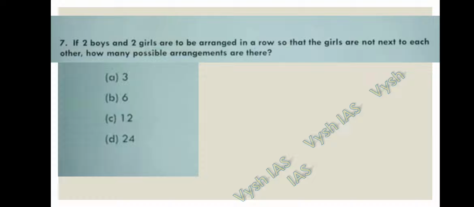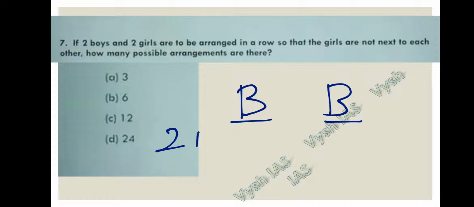So, last question of the day. If 2 boys and 2 girls are to be arranged in a row so that the girls are not next to each other, how many possible arrangements are there? So let's take the boys. Suppose here a boy is there, leaving a gap, here is also a boy. So there are only 2 ways that boys can be seated. So let's write 2 ways aside.